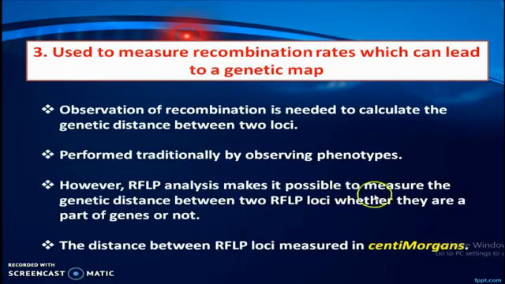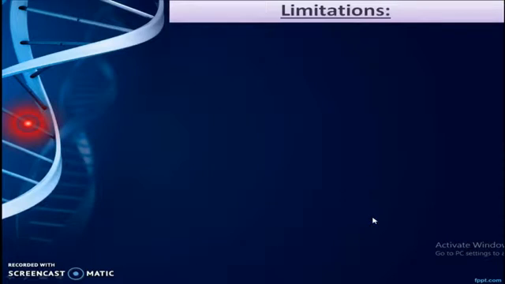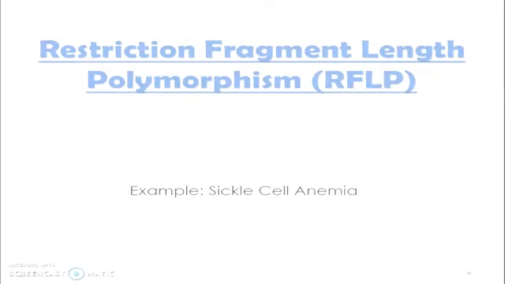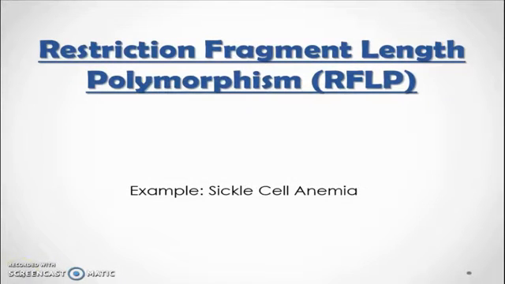It can help to measure the genetic distance between two RFLP loci, whether they are a part of genes or not. However, RFLP has some limitations. A large sample size is required to run an RFLP gel. Heavily damaged DNA cannot be used. Contamination of the sample may cause amplification other than the desired DNA, and isolation of the DNA sample can be laborious and time-consuming. Now, let us learn about how RFLP can detect sickle cell anemia.